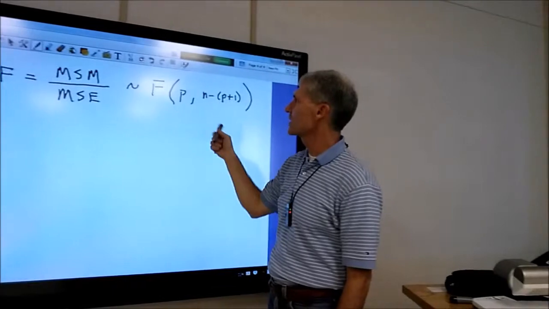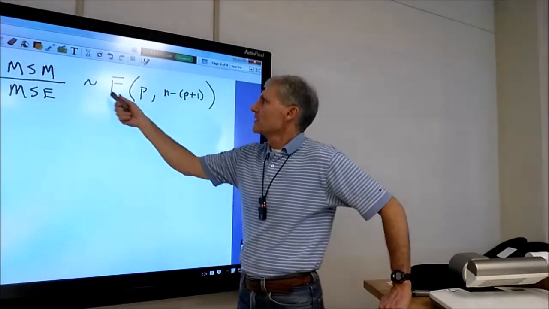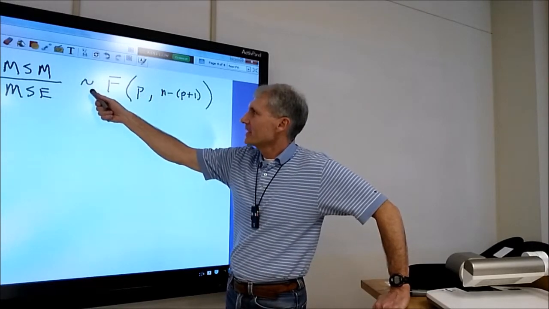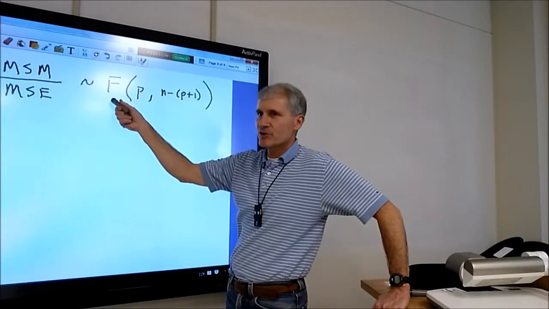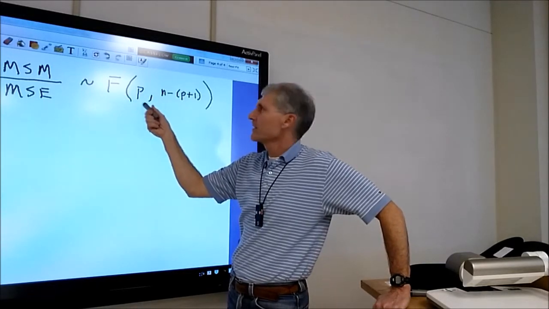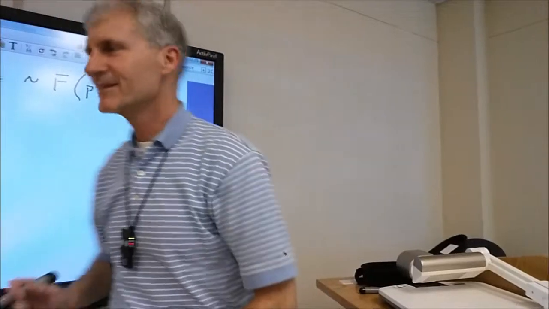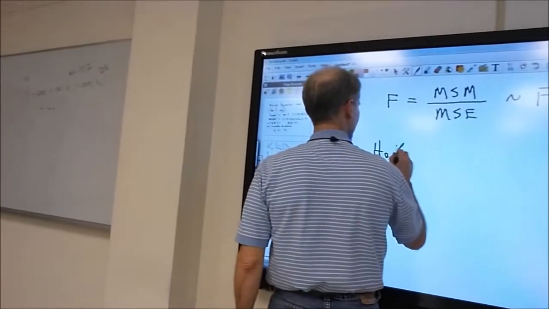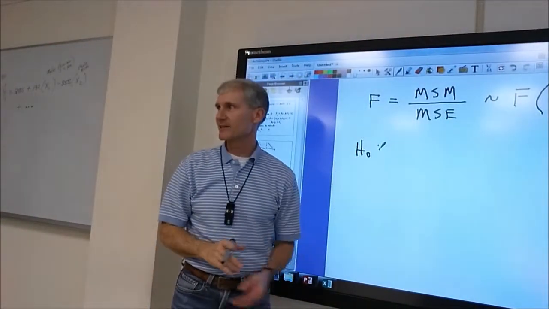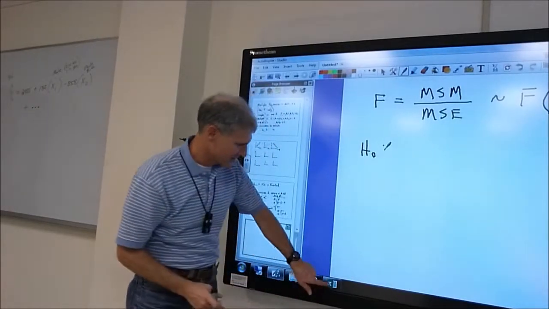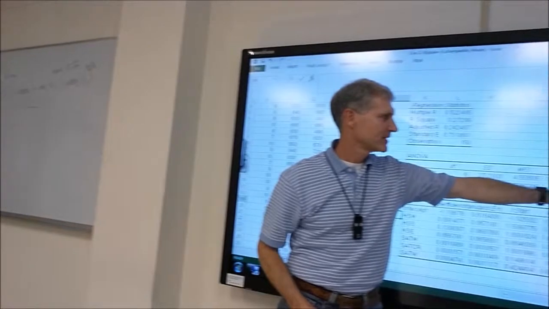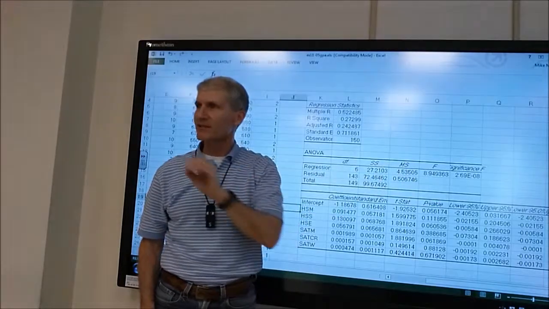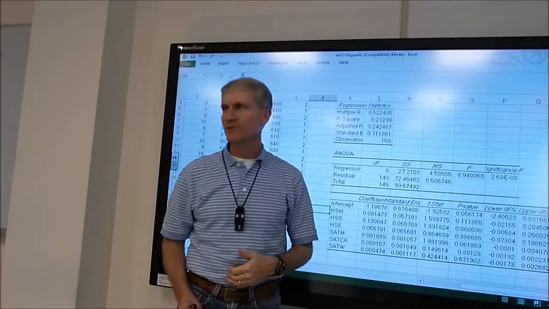So this notation, I'm not sure if he writes it this way in the book, but that little squiggle, officially called a tilde, means is distributed as an F distribution with P degrees of freedom in the numerator and N minus P plus 1 in the denominator. Okay. So now, what is the null hypothesis for this F? I mean, it's a test statistic, and it has a p-value. If you go back here, there's a p-value out there. It's highly significant, 2.69 e to the minus 8. So very small p-value.